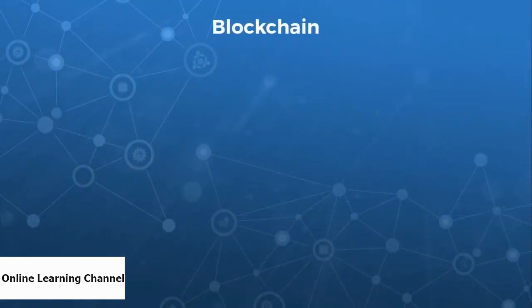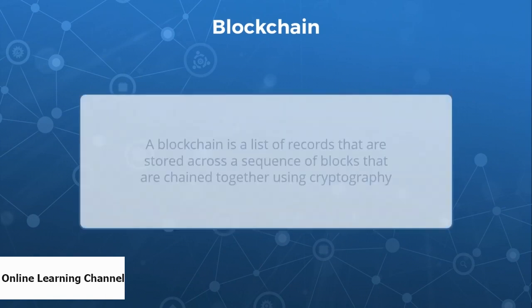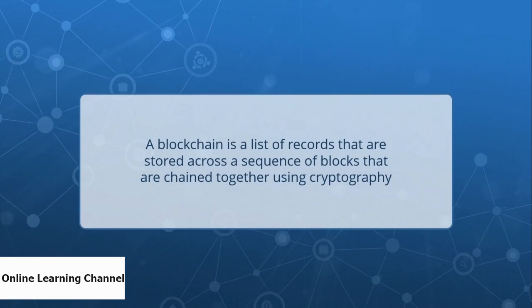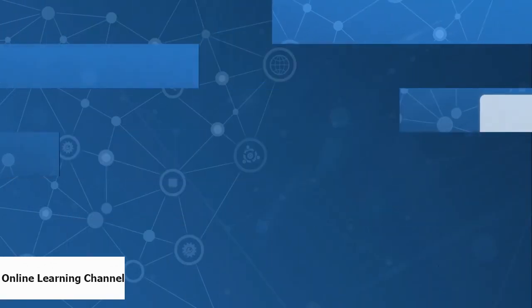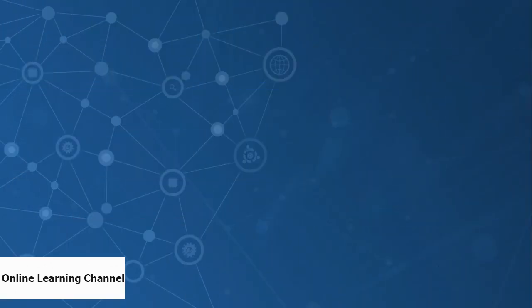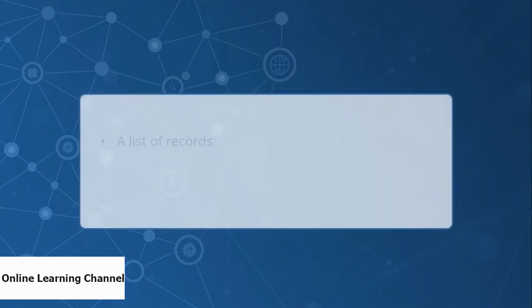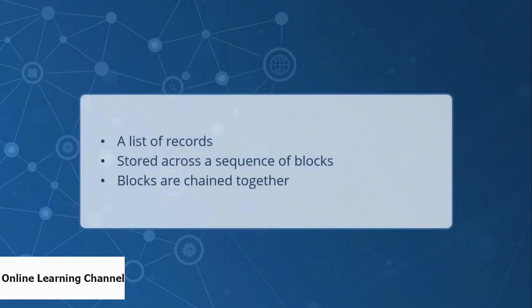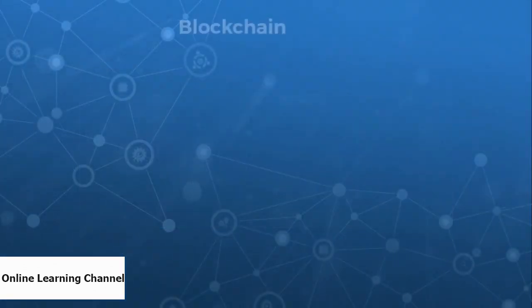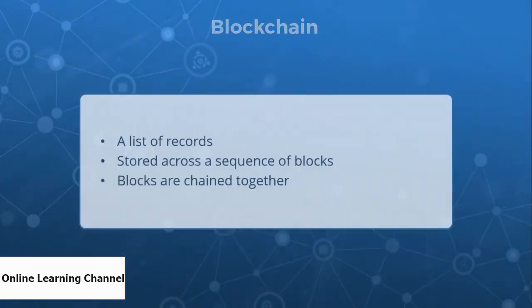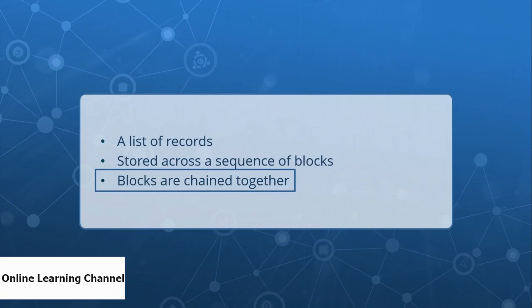Before we delve into cryptographic hashing, however, let us revisit the definition of a blockchain. So this is a list of records which are stored across a sequence of blocks, and each of these blocks are chained together using cryptography. Breaking down this definition, we know that blockchains are a list of records, and we know that they are stored across a sequence of blocks. The part we will be focusing on in this clip is the fact that they are chained together using cryptography.